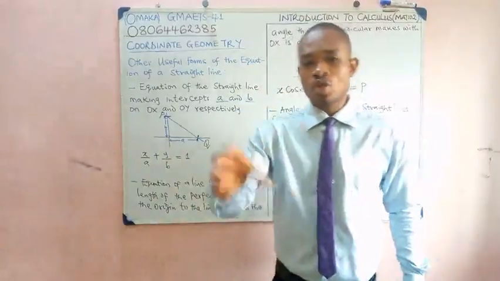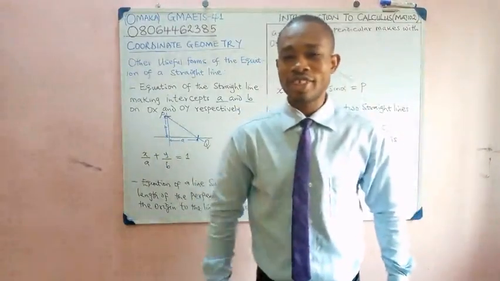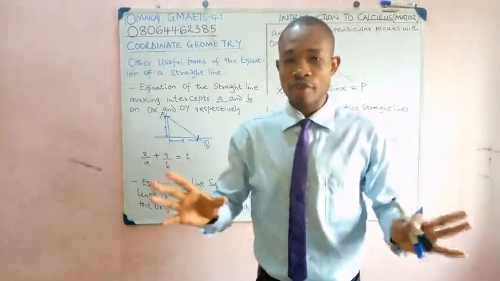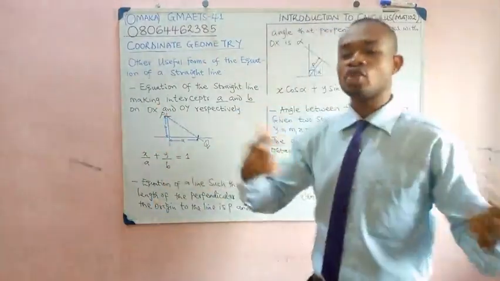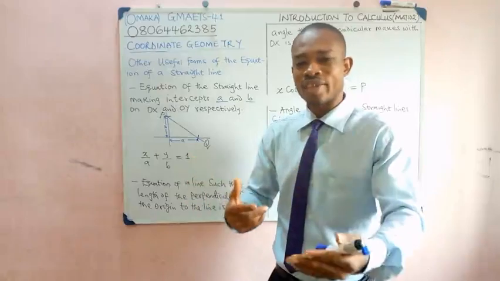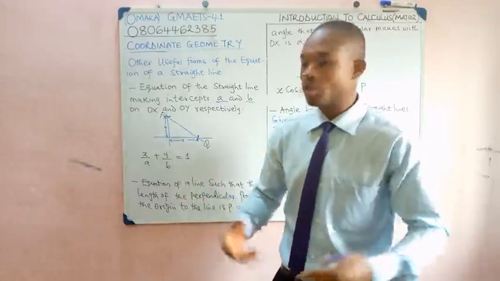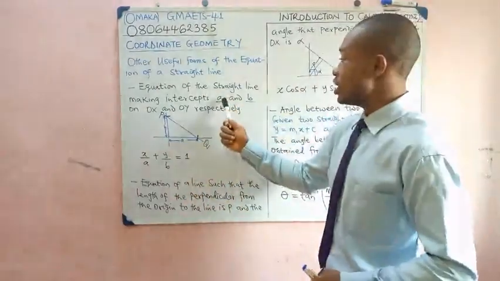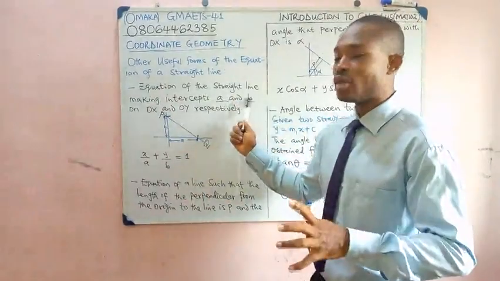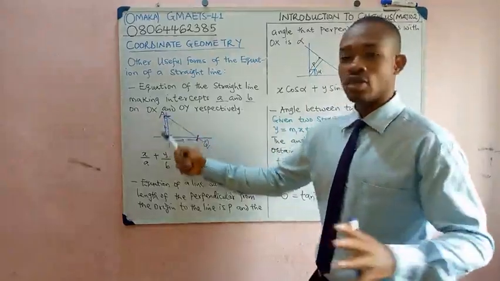We now direct our attention to all the useful forms of the equation of a straight line. We've considered the general form, alright? Now let's look at the case. Imagine you have a straight line, and that straight line made an intercept with the x and y axes. How do you obtain the equation of that straight line? Is that okay? This a and b are the intercepts on the x axis and on the y axis respectively.